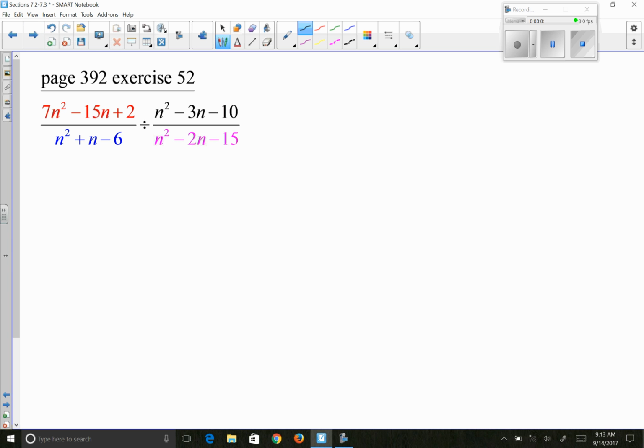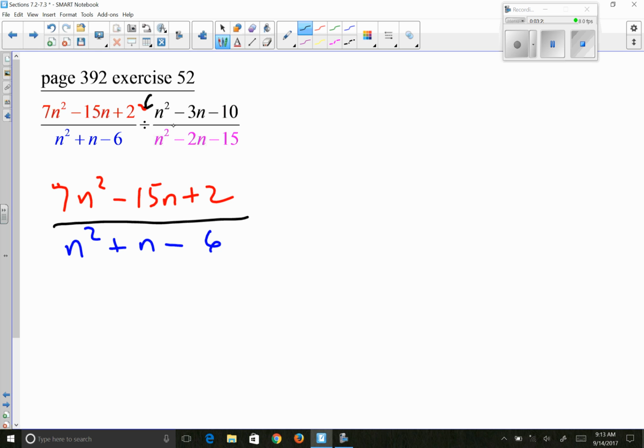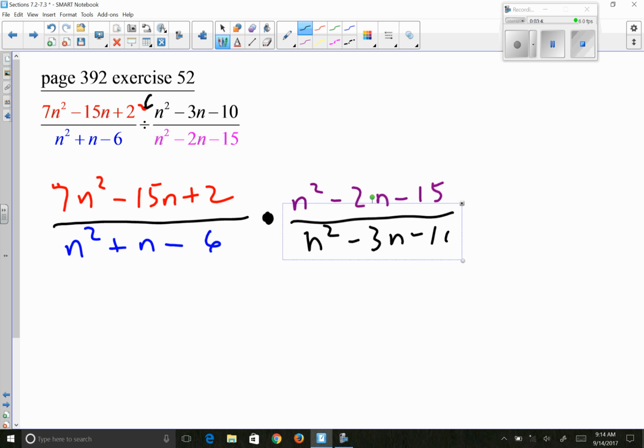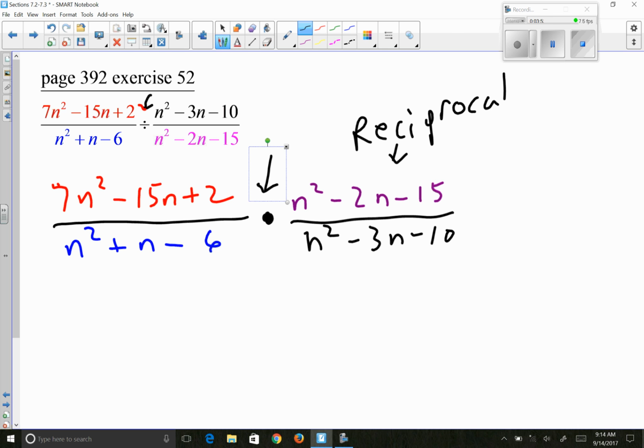Exercise 52 on page 392 is division. Division is performed by copying the first fraction as it is, 7n squared minus 15n plus 2 over n squared plus n minus 6. The operation changes to multiplication, and we change the second fraction to its reciprocal. N squared minus 2n minus 15 becomes the numerator, and n squared minus 3n minus 10 becomes the denominator. And once the division is turned into multiplication by the reciprocal, we factor, then cancel, then multiply what's left.